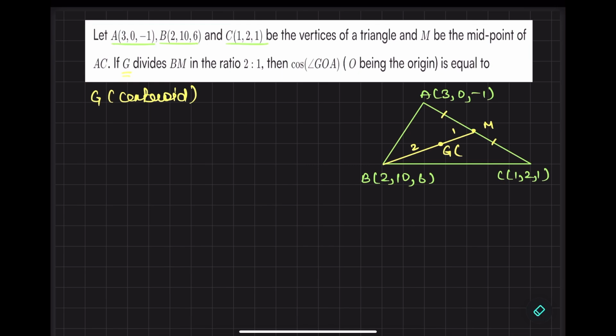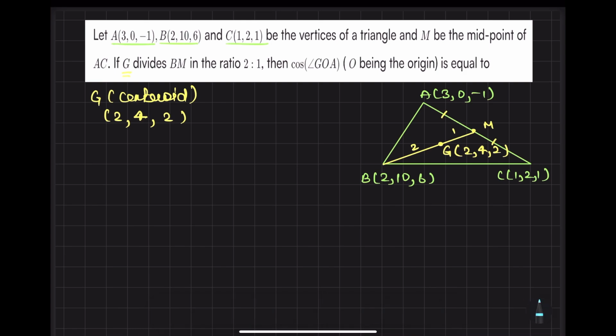So it is 3 plus 2, 5, plus 1, 6. 6 by 3 is 2. So it is 2. Then we have 0 plus 10 plus 2, so it is 12. 12 by 3 is 4. Then it is minus 1 plus 1, 0, plus 6. So 6 by 3 is 2. So this is your centroid: (2, 4, 2).